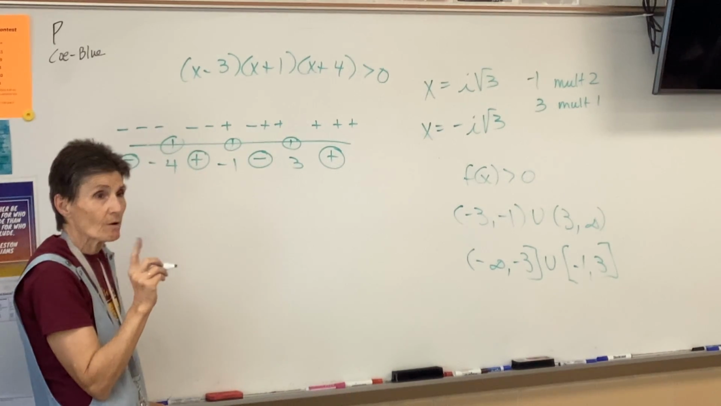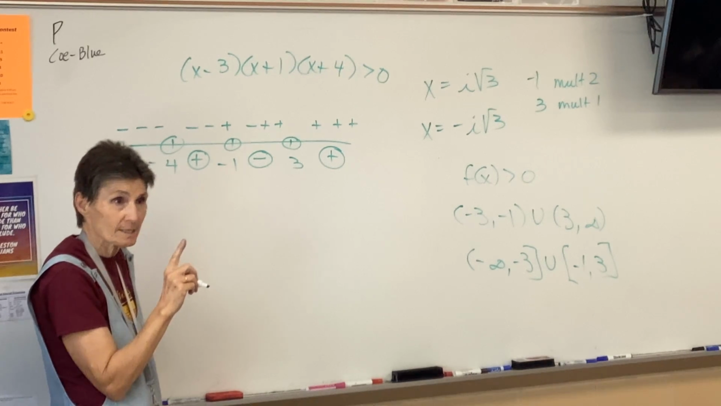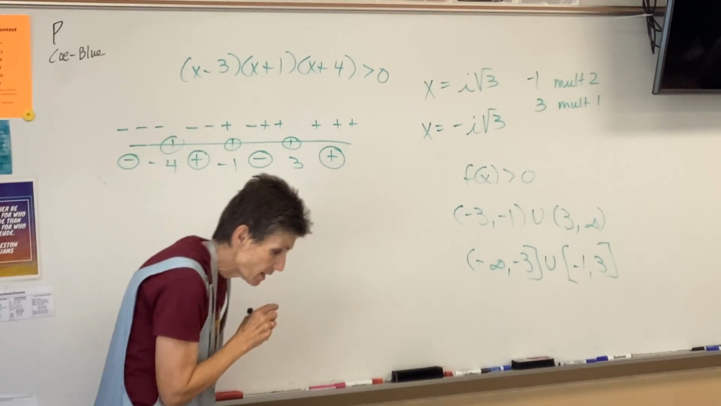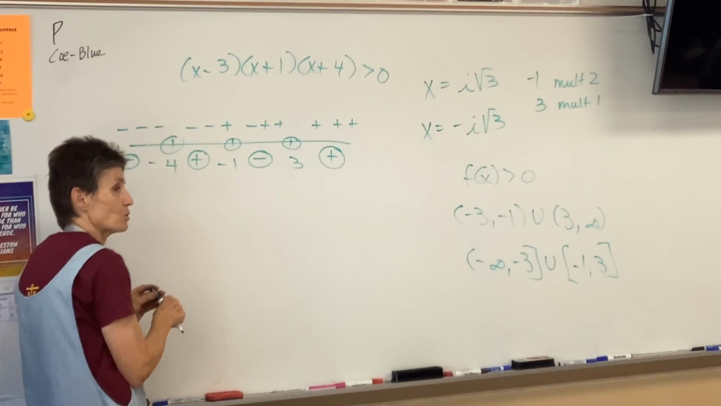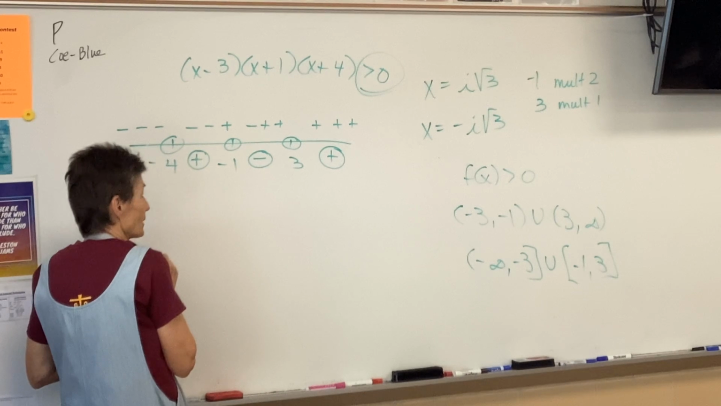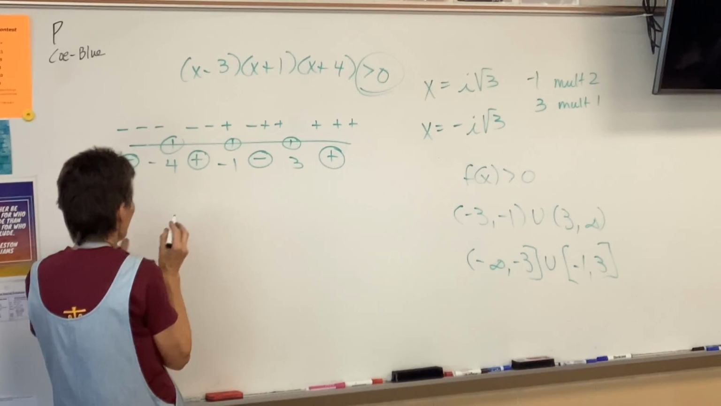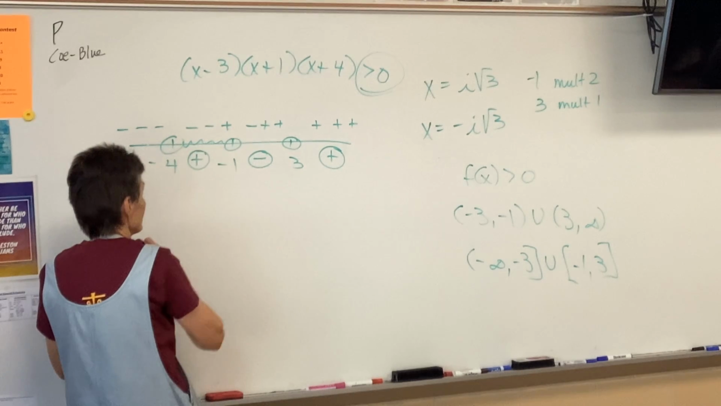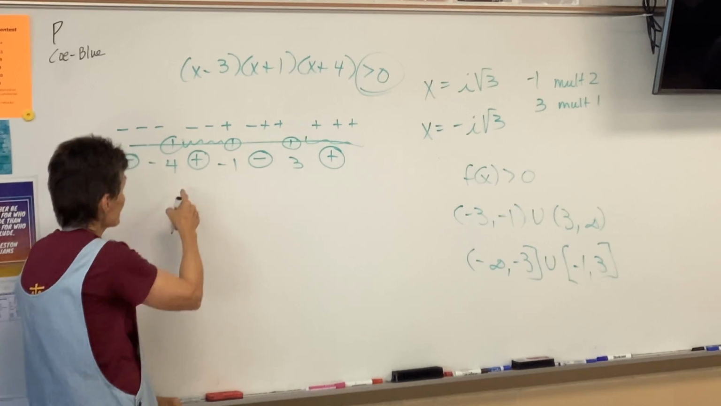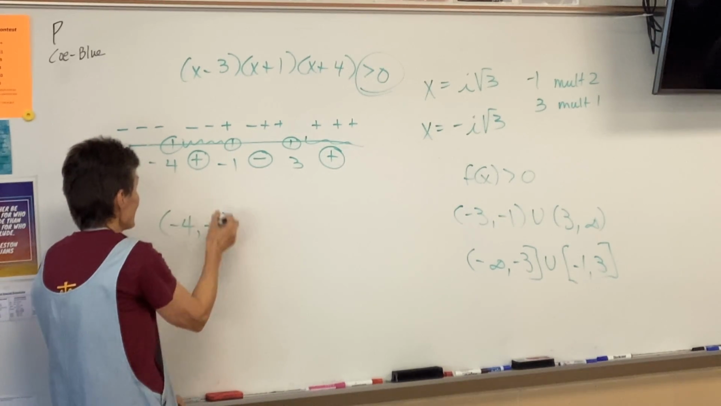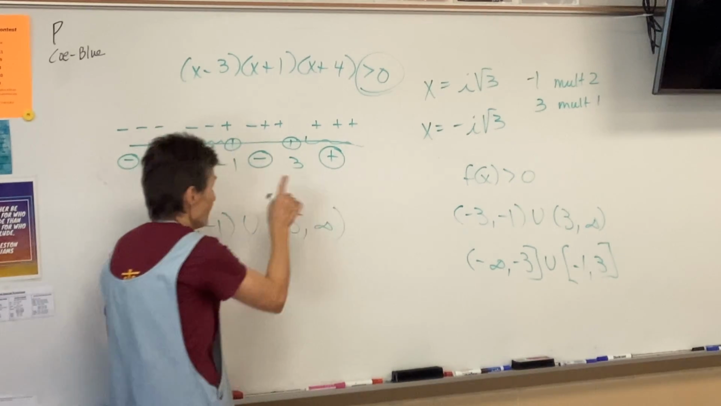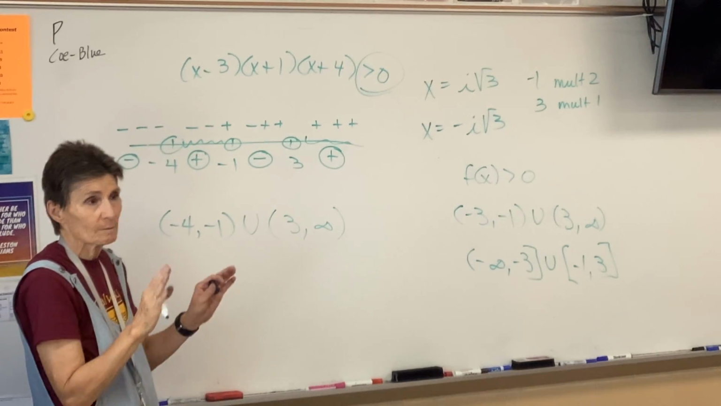Now again, I know there are other ways to do this problem, but I'm following the directions. It says build a sign chart. That's what this is. Now, based on your sign chart, can you answer the question? Sure you can. Greater than 0 means positive. So where did I get positive results? Right here, and right here. So my answer will be -4 to -1, that chunk of the number line, or 3 to infinity, that chunk of the number line.